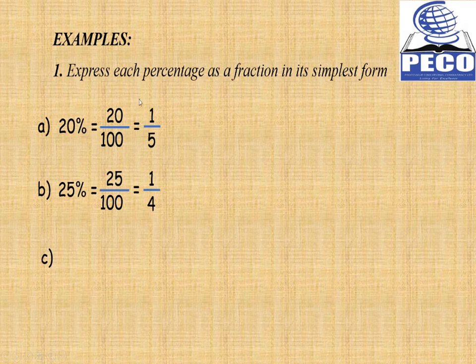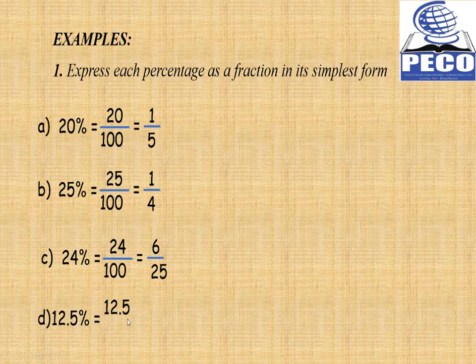You may have better ways of simplifying this. Some can reduce by 2, and so on, until you reach a point where the fraction cannot be reduced. Now 24% is 24 out of 100, which we can reduce to 6 out of 25. 12.5%, same working, out of 100, and we reduce to come to 1 out of 8.